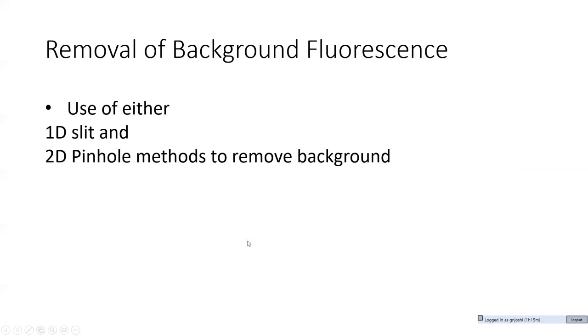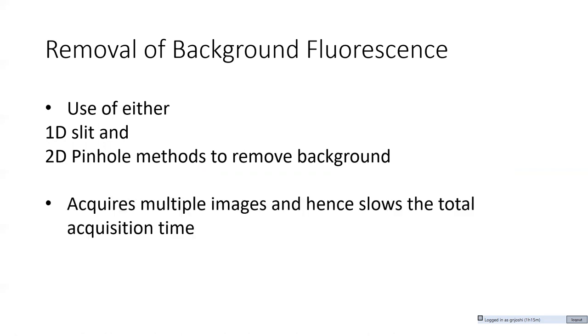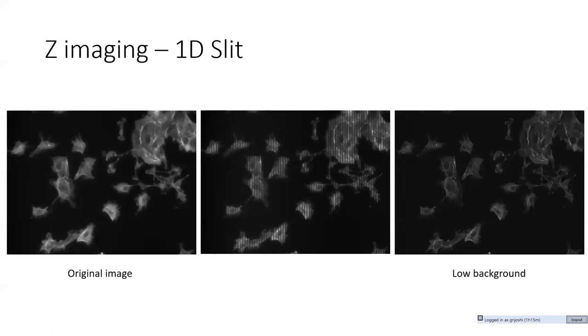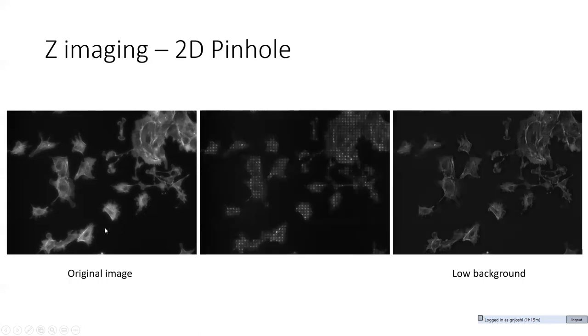So this software also has a feature of removing the background fluorescence, either by using 1D slit or 2D pinhole. However, this method acquires multiple images, and hence that will slow down the total acquisition time. So, for example, when you use 1D slit, you can see that a lot of the background which is present in the cell is just gone, right? And same thing with 2D pinhole. Again, a lot of this background has gone after using the 2D pinhole.